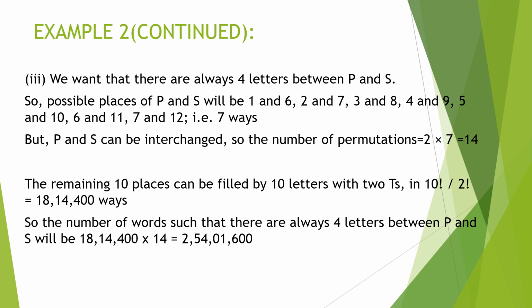Now the remaining 10 places can be filled by 10 letters in which there are 2 T's. So that is, as we know, 10 factorial upon 2 factorial. So ultimately the number of words such that there are always 4 letters between P and S will be 1814400 into 14. So that is 25401600 ways. All the examples are done in different ways, so think before you write the answer.